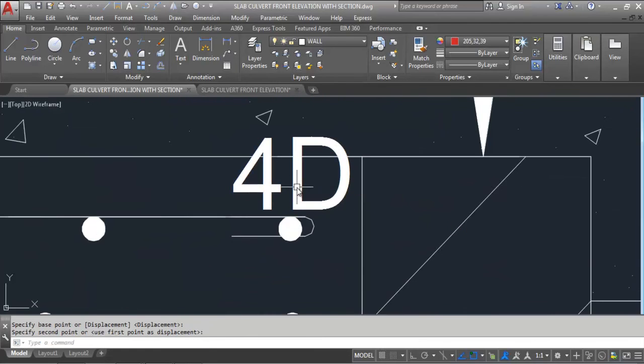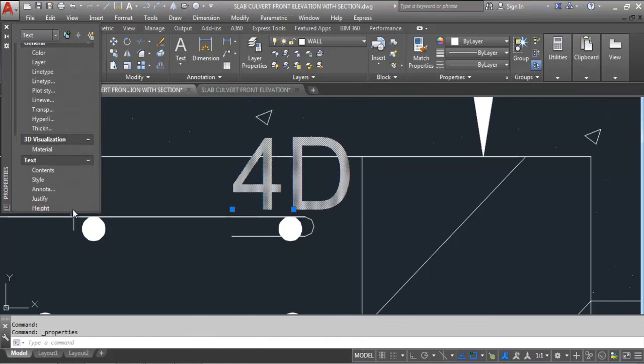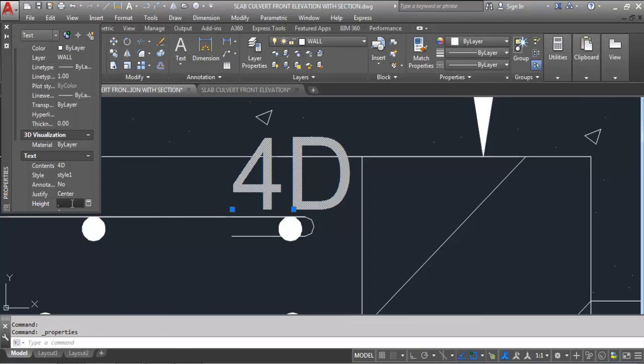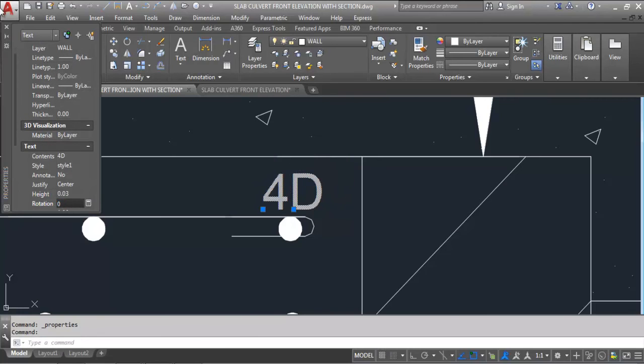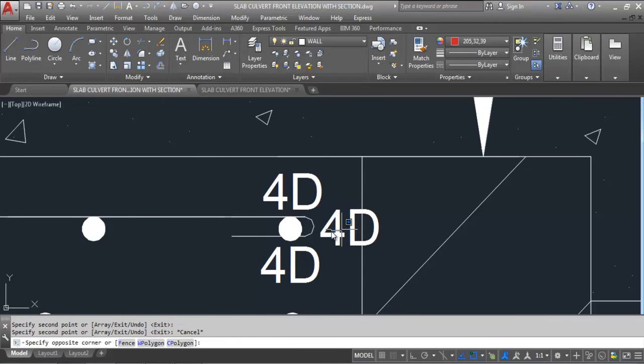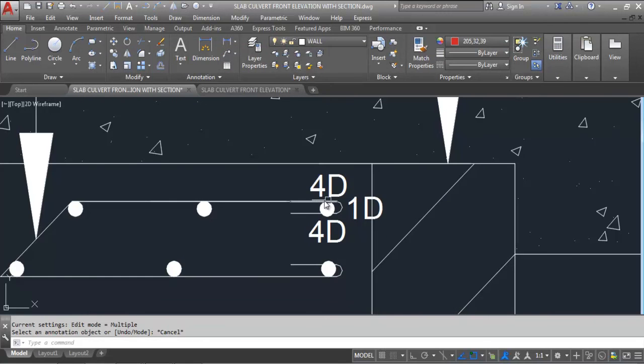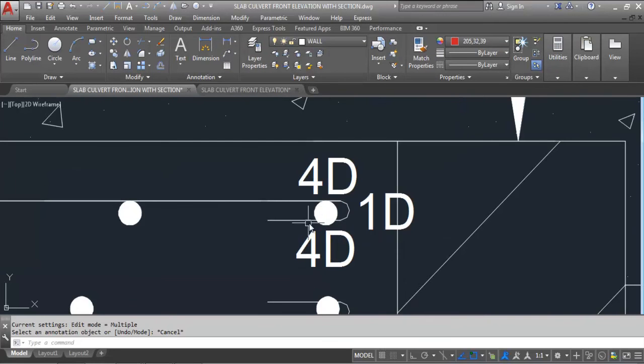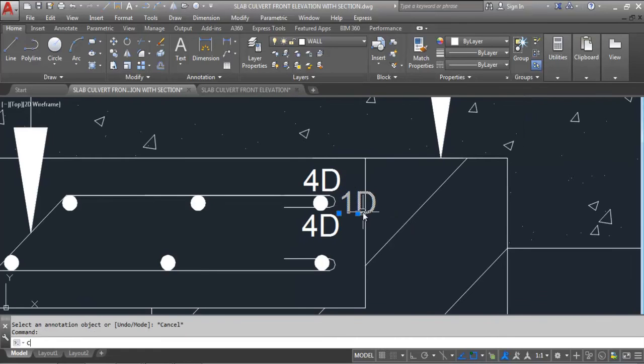This is 4D. Okay. Now this side is 4D. D is the dimension of the bar. This is 1D. Both sides 4D and one side 1D. So total 4D, 4D, 8D plus 1D, 9D. So this is one side 9D, and we have both sides, 9D plus 9D, 18D.